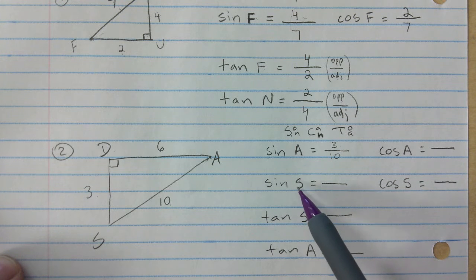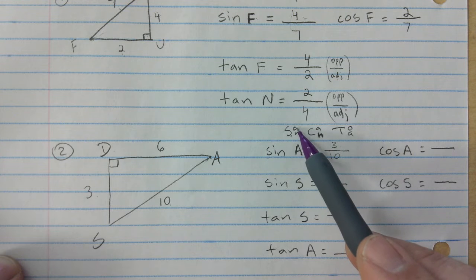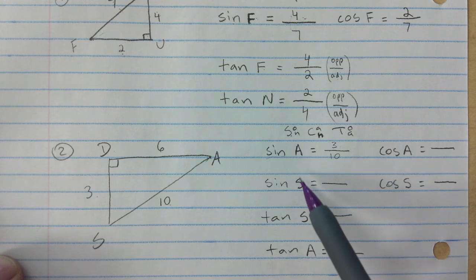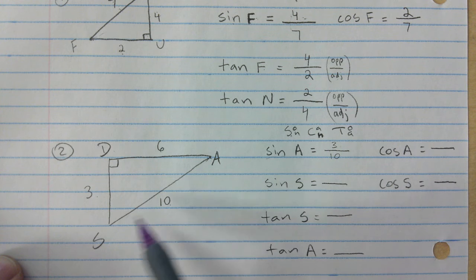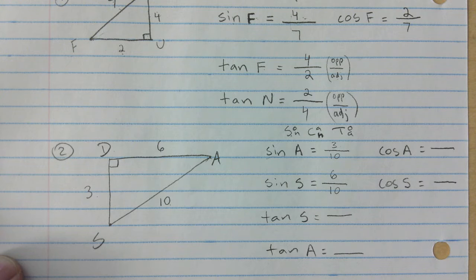Sine of S, we're sine again. That means we're using this guy. That means we need opposite over hypotenuse. Let's go and do that. We're at S, so you position yourself here. And opposite is 6. Hypotenuse is still 10. The hypotenuse doesn't change on a triangle. It's the opposite and adjacent that flip based on where you're standing, okay?